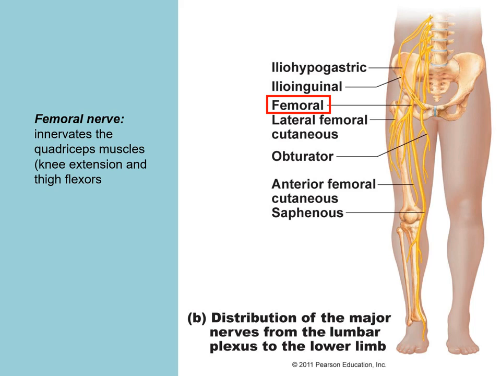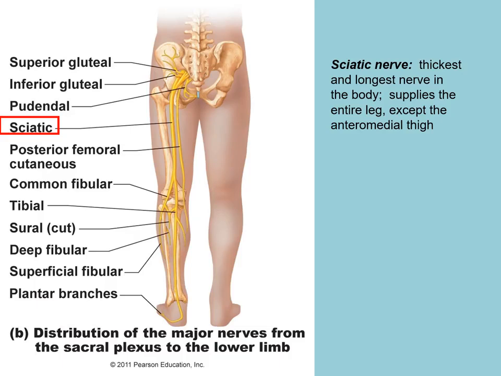The femoral nerve helps to innervate the quadriceps muscles. The sciatic nerve is the longest nerve in the body. It's the thickest nerve in the body as well. It helps to supply the entire leg.